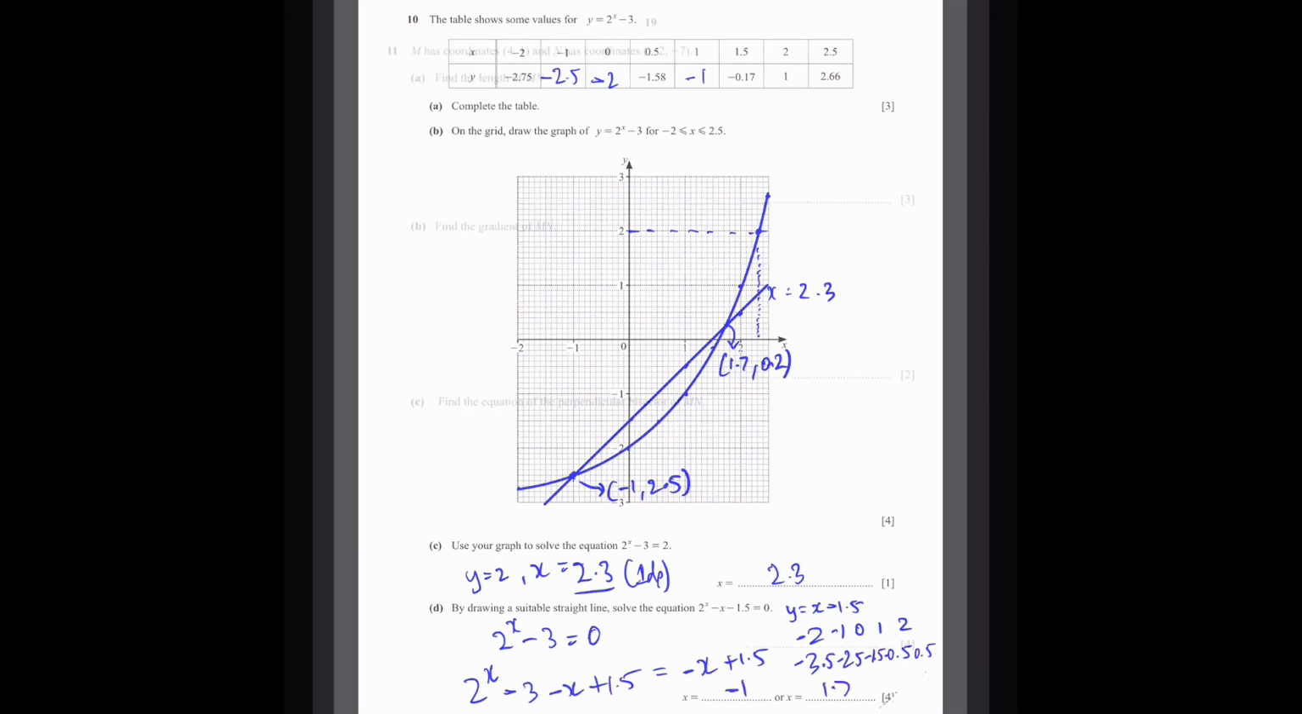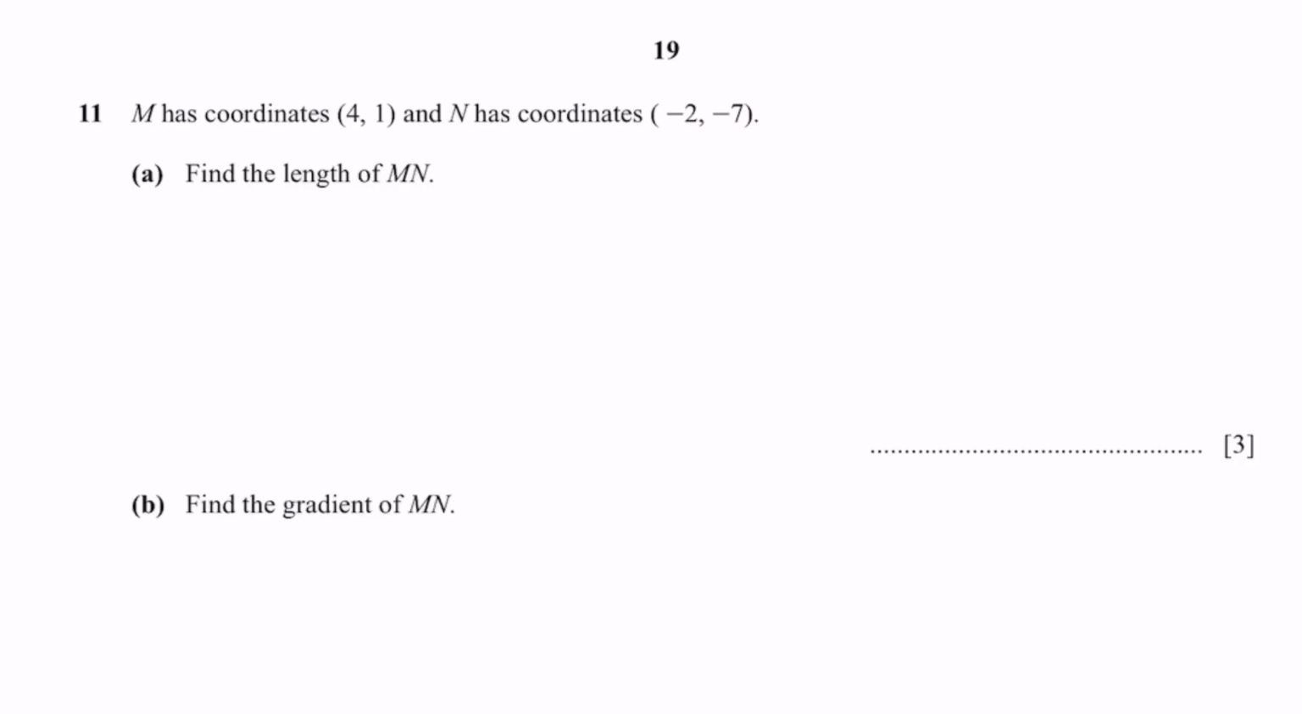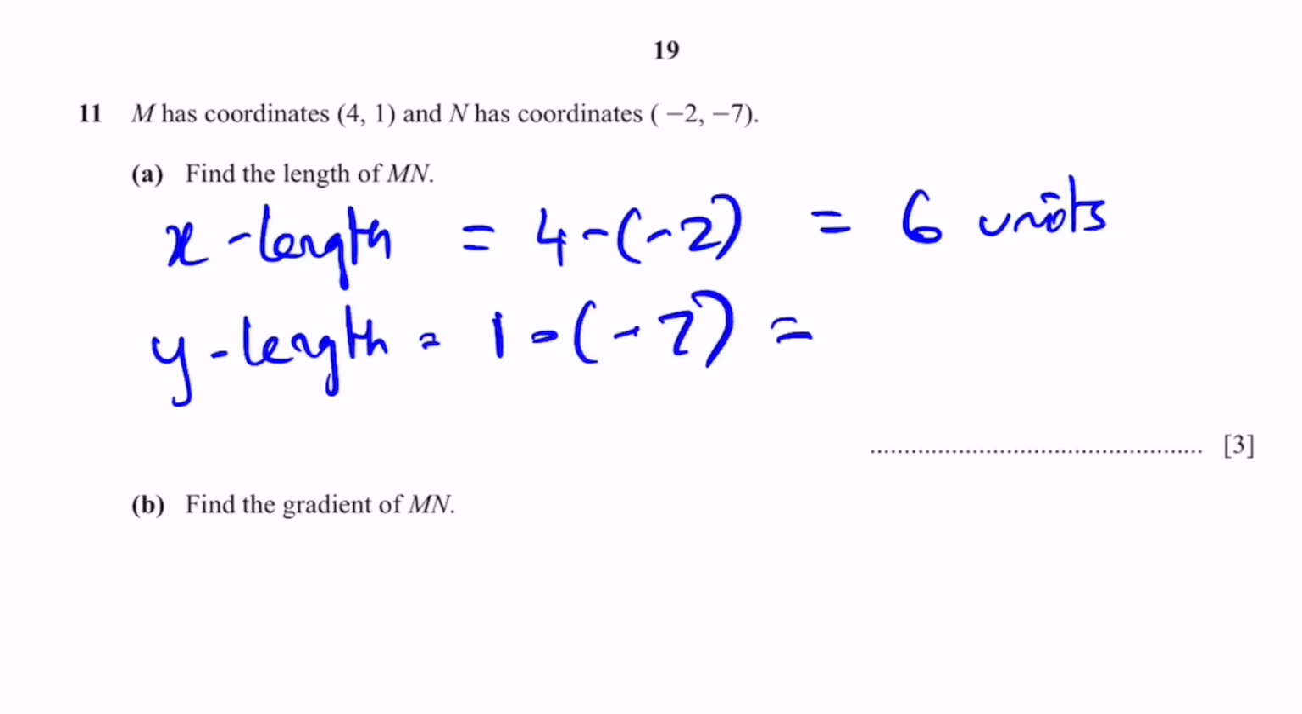This is the answer. Question 11. M has coordinates (4, 1), and N has coordinates (-2, -7). A. Find the length of MN. So first let's find the x length. That will be 4 minus -2, because you have to have a positive value, so that will be 6 units. And then the y length is equal to 1 minus -7, which is equal to 8 units.